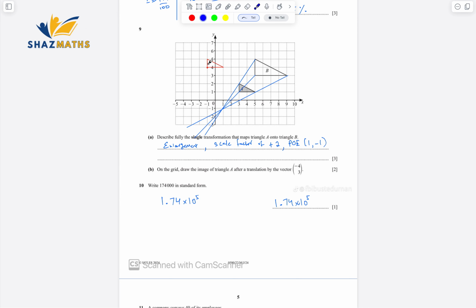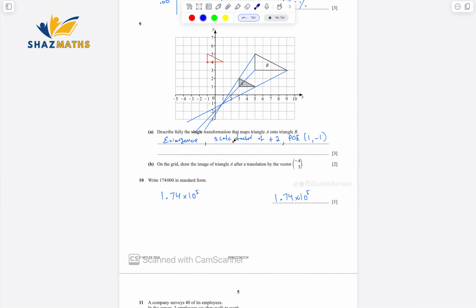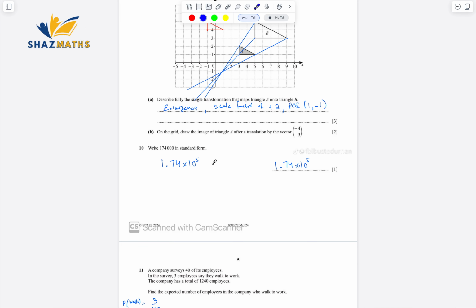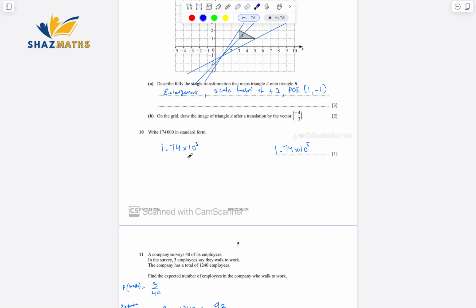Write 1.7400 in standard form. So I have to move the decimal 5 places. So 1.74 times 10 to the power 5, right? Because 1, 2, 3, 4, 5, exactly. So 1.74 times 10 to the power 5 would be the standard form.